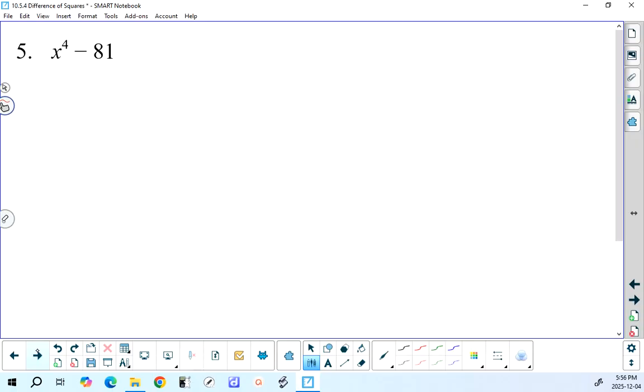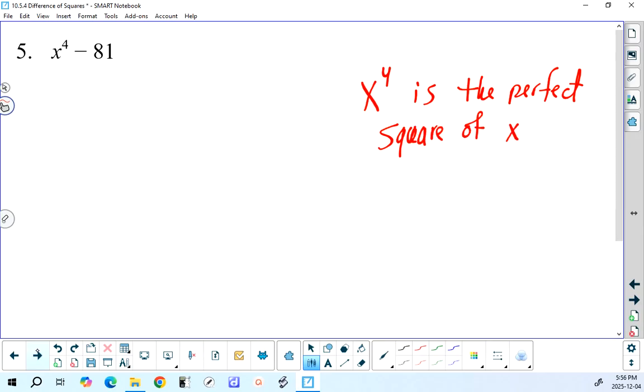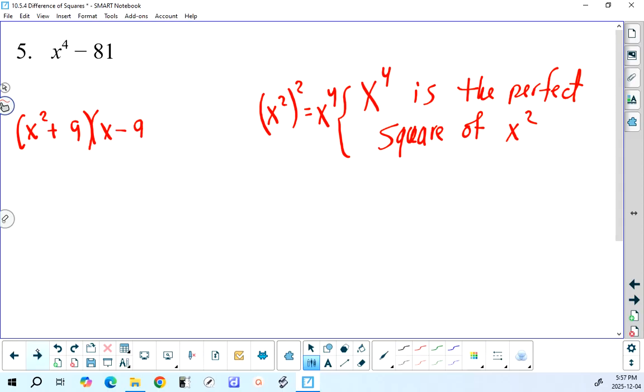X to the 4 minus 81. Well, x to the 4 is the perfect square of x squared. In other words, x squared squared gives you x to the 4. So I can factor this into x squared plus 9, which is the square root of 81, and x squared minus 9.